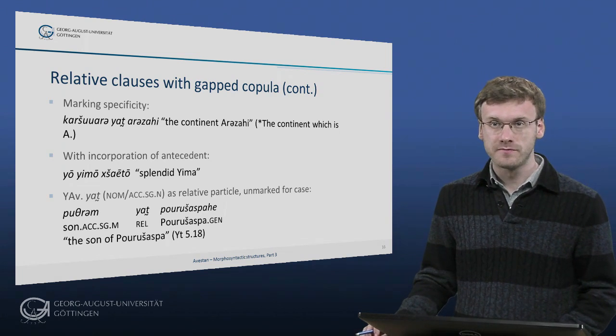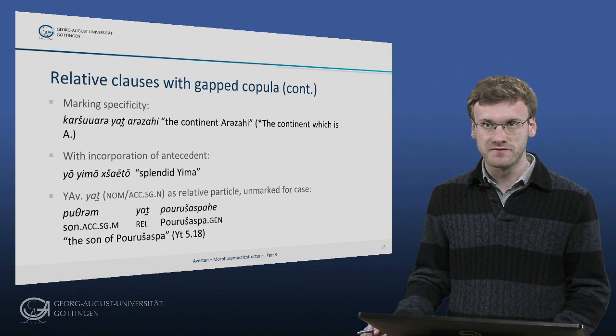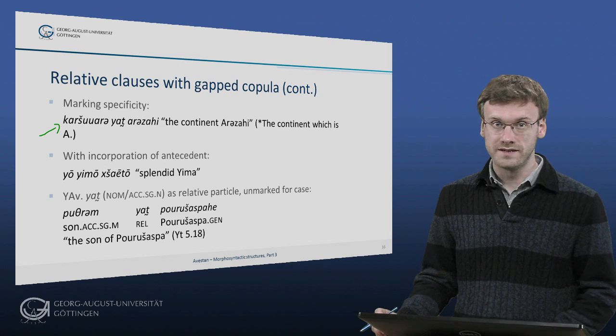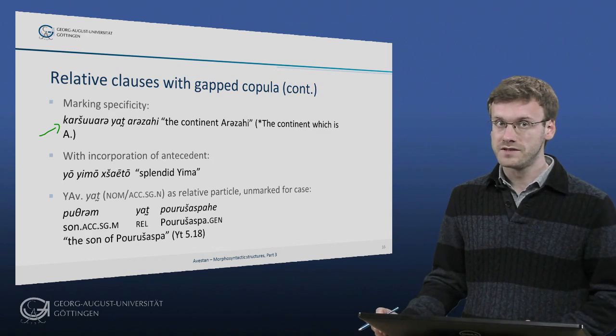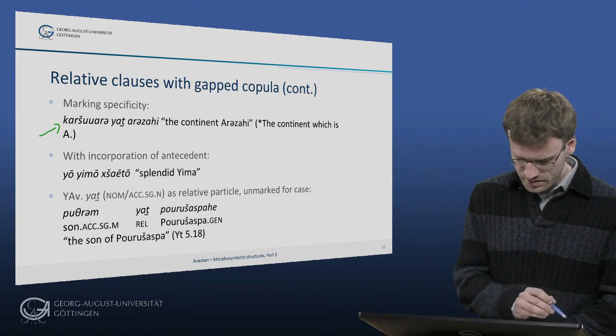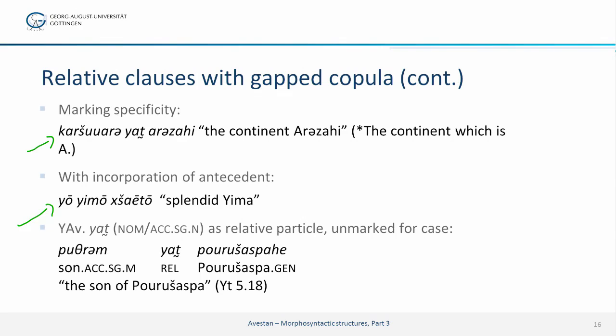Elsewhere, the relative pronoun seems to have developed to a marker of specificity, as in Karshvare Yat Arzahi, the continent Karshvare Arzahi, or literally the continent which is Arzahi. When it precedes its antecedent, the relative may even take the appearance of a definite article. Yo yimo shaito, instead of yimo yo shaito, yima, who is splendid, shaito.